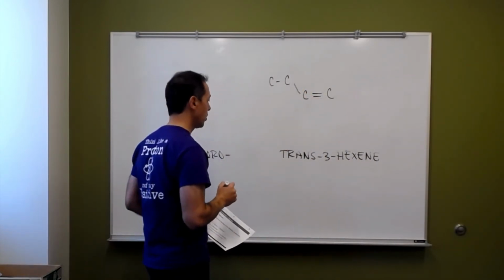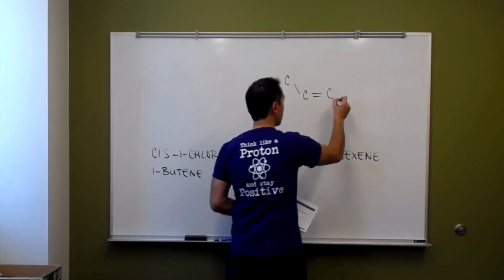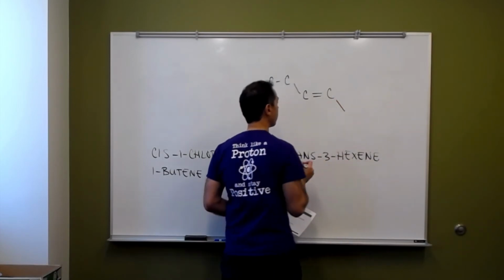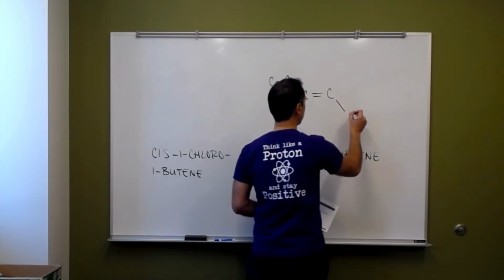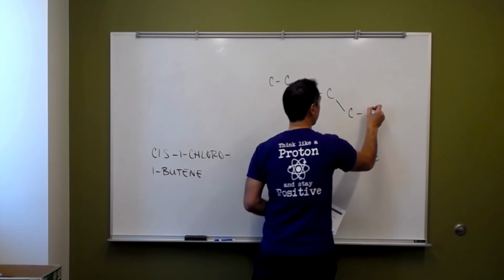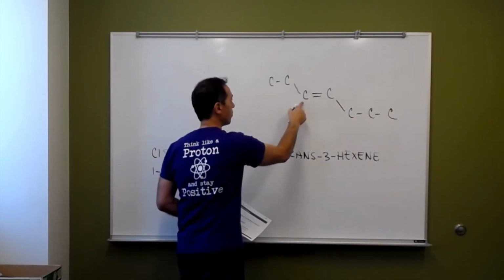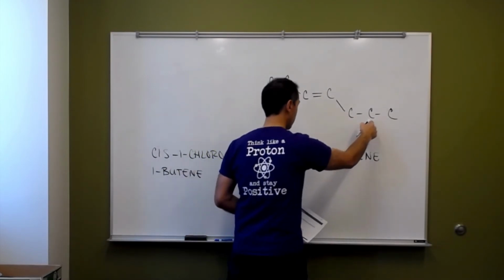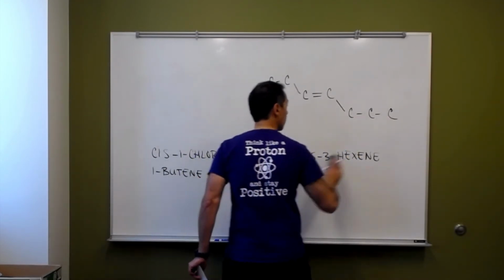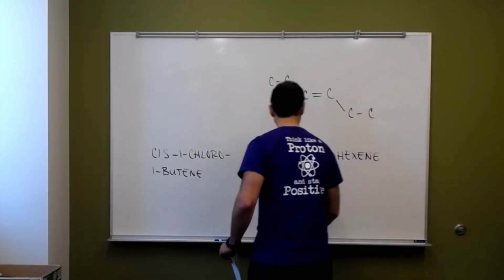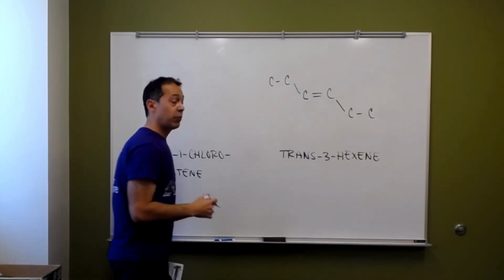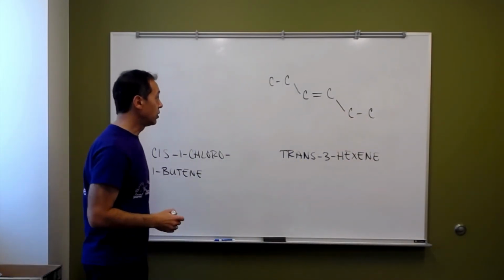And then it's going to be trans. That means opposite sides here, like this. So 4, 5, 6, like this. 1, 2, 3, 4, 5, 6. I can count. Really, I can. Okay, that looks better. Now, I didn't put the hydrogens in, but we should do that.